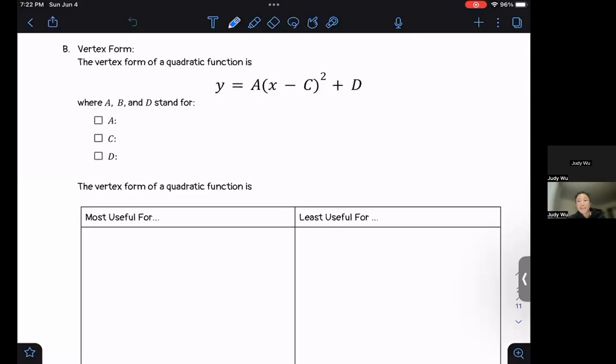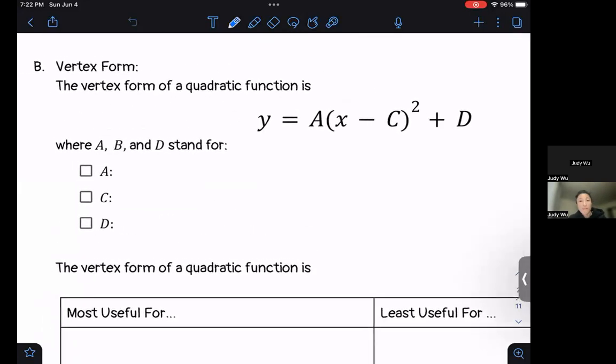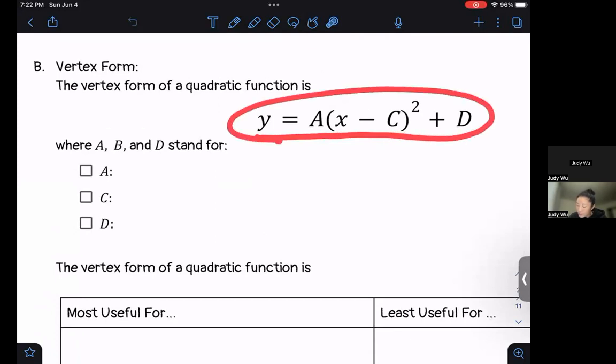Hi folks, welcome back to 3.2 part 2. And in this video, we're going to take a look at vertex form of a quadratic function. And so the vertex form of the quadratic function is as follows. Y equals a times x minus c squared plus d.